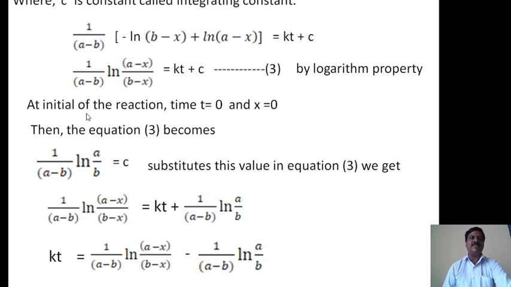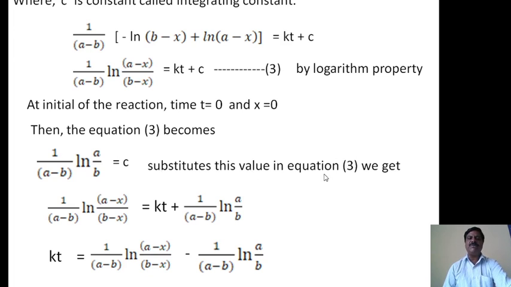At the initial stage of a reaction, when time t is equal to 0, x is equal to 0. You have to put these values for getting the value of c. Substitute t equal to 0 and x equal to 0 in equation number 3 and calculate the value of c. After putting, 1 divided by (a minus b) into ln of (a minus 0) divided by (b minus 0), therefore ln of a by b, equal to c, since t equal to 0 means the kt term became 0.